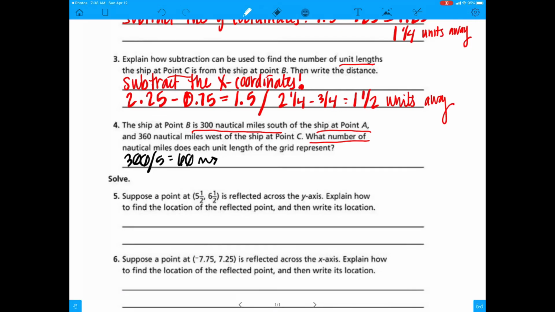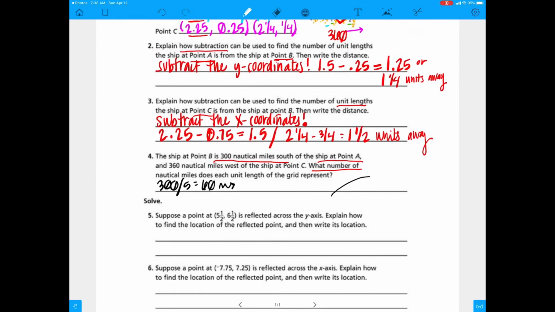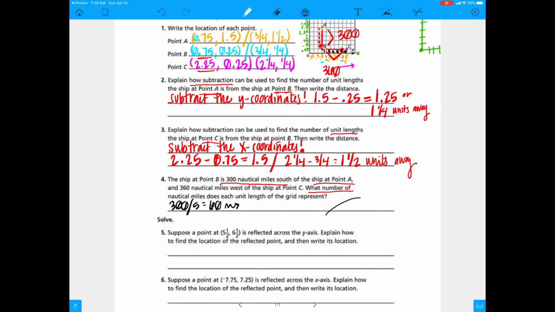So let's check my answer because it should be the same the other way. 360, that's the distance from B to C, or C to B, and I will divide that by 6 because that's how many boxes there were, and I get an answer of 60. So my final answer is 60 nautical miles.